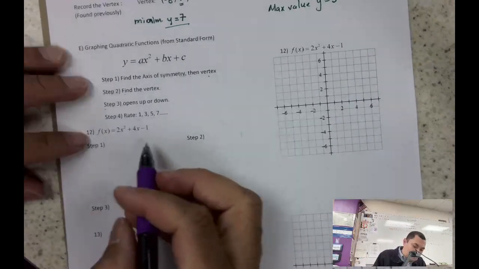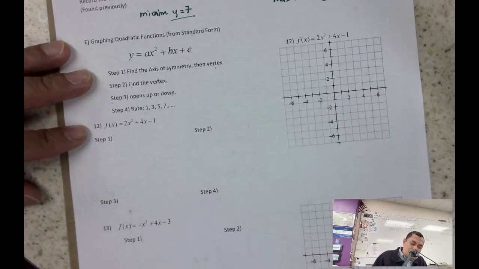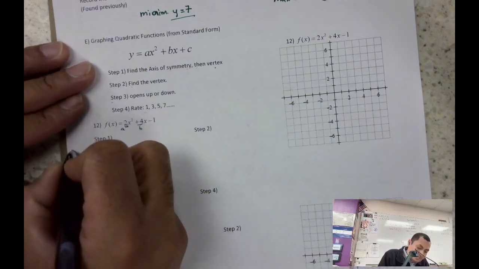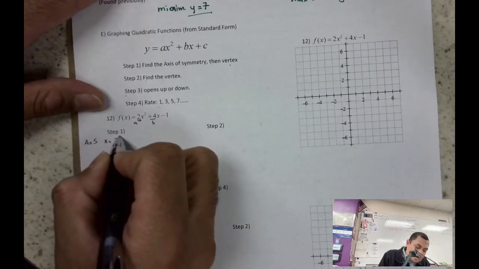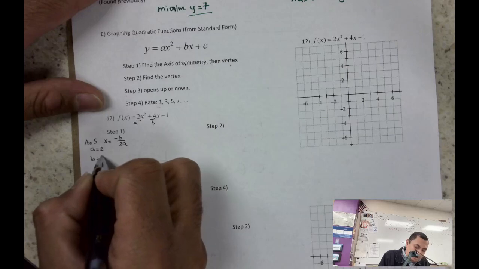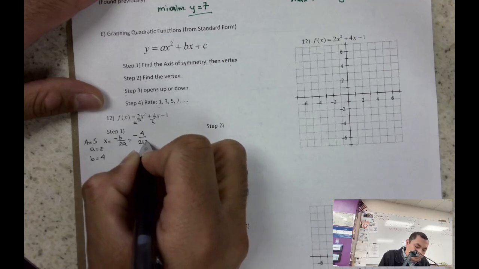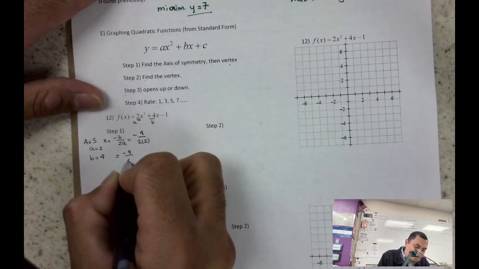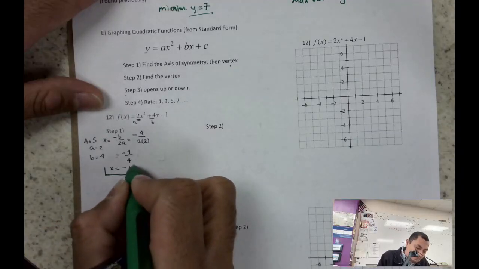Okay, so my first example is 2x squared plus 4x minus 1. So remember, this is A, this is B. So axis of symmetry is x equals negative b over 2a, where a is equal to 2. B is equal to 4. So this is equal to negative 4 over 2 times 2. Okay? So negative 4 over 4. So x is equal to negative 1. That's the first value.